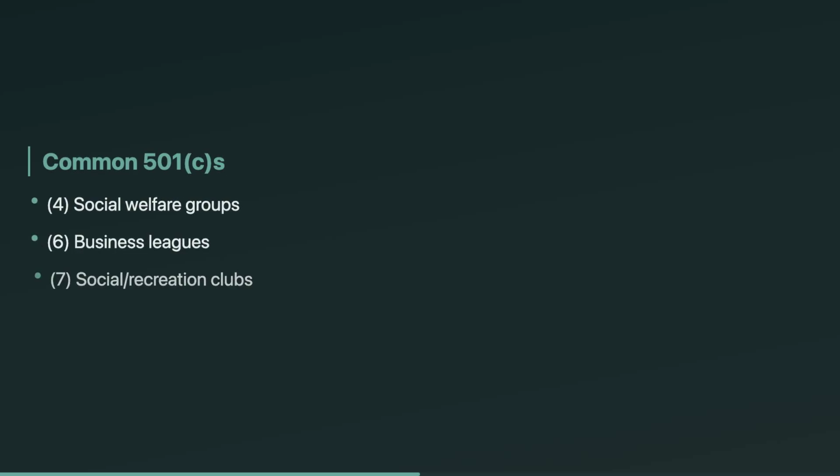Now, the common non-501(c)(3) categories you should recognize. 501(c)(4) is social welfare. Think civic leagues. 501(c)(6) is business leagues and chambers of commerce. 501(c)(7) is social and recreation clubs like country clubs. And 501(c)(19) is veterans organizations with a membership test. At least 75% must be past or present armed forces members.